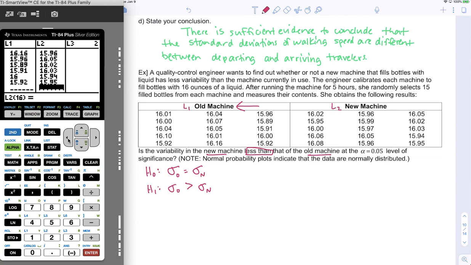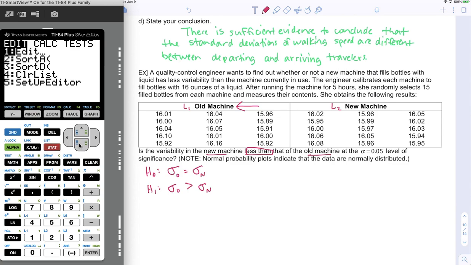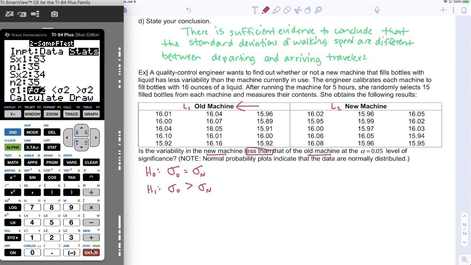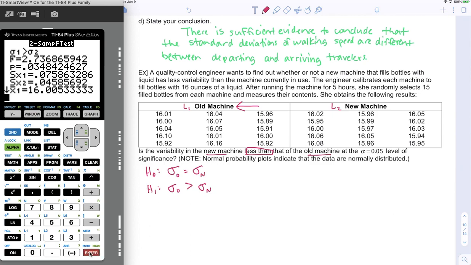So let's try the 2 sample F-test to get the p-value. Stat, tests, I'm going to go up from the bottom. Okay. And the input value is now data because I'm using lists. List 1, list 2. And I'm going to change this to a greater than hypothesis because that's the way I set it up in my problem. Okay, and then we go to calculate. Okay, so we have the p-value right here, about 0.035, I would say, if I had to round it. So our probability value is 0.035 and alpha is 0.05.